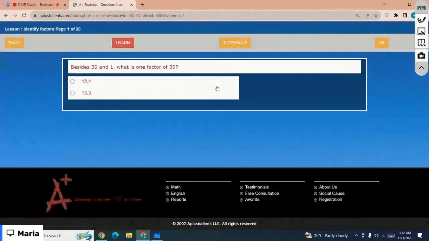Okay, besides 39 and 1, what is one factor of 39? You're given the options. The options are pairs of numbers. If you multiply them and they make the desired number, that means they are factors. So 12 times 4 makes 39? Yes or no? No. 13 times 3 makes 39. So 13 and 3 are the factors of 39 besides 1 and 39, right?